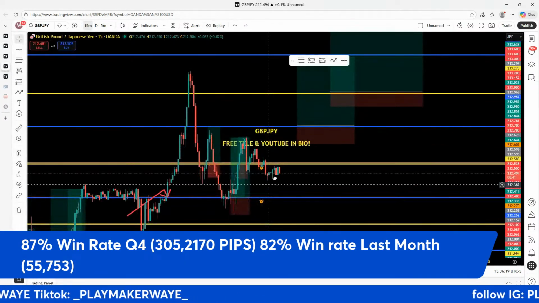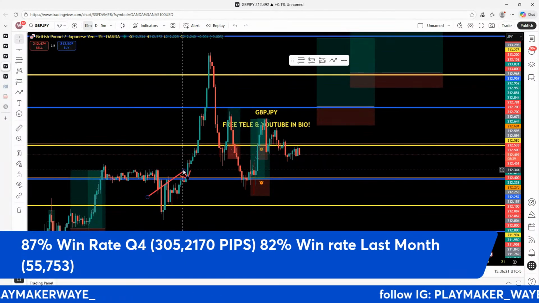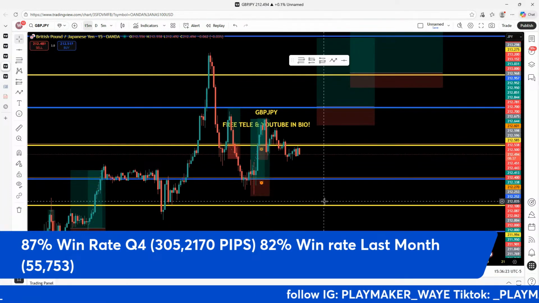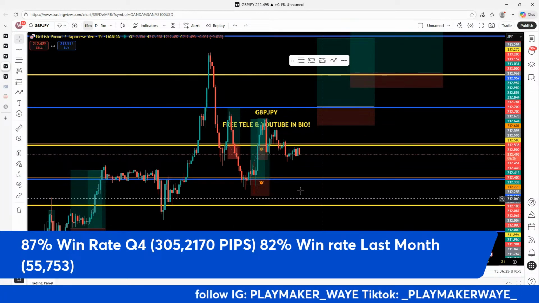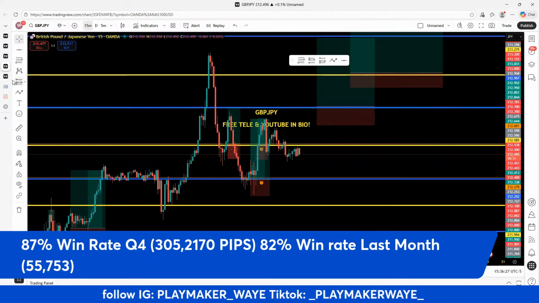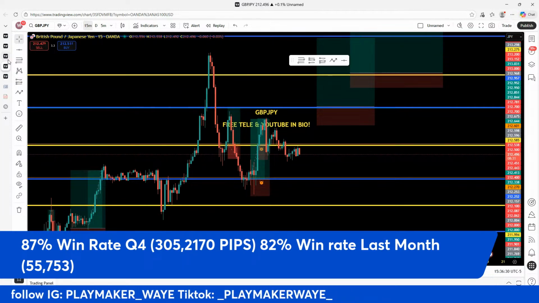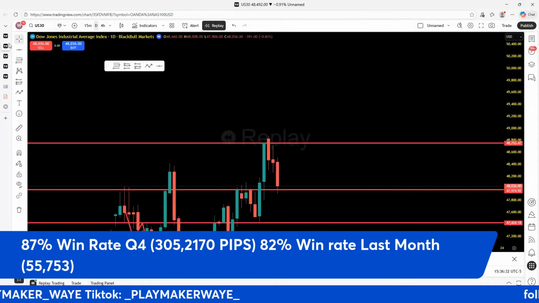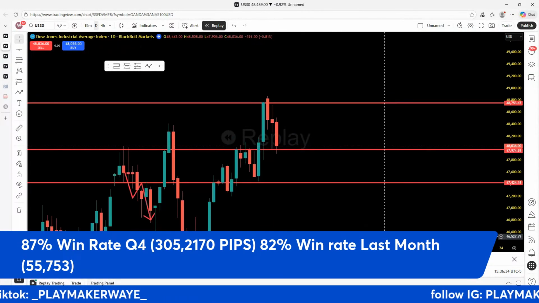Every SL is situational. Everything is based on market structure. I'm not one of these people that's like, my stop loss is going to be 20 pips, 20 points every time. No, right? I don't do that. Everything is situational and it's based off the market structure. Every trade is different.